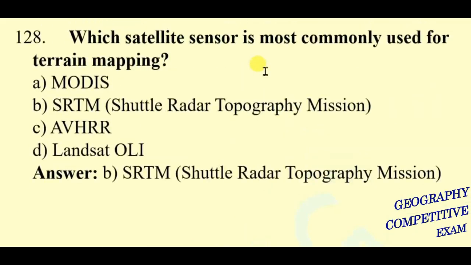Question 128. Which satellite sensor is most commonly used for terrain mapping? MODIS, SRTM, Shuttle Radar Topography Mission, AVHRR, Landsat OLI. Here the right answer will be SRTM, Shuttle Radar Topography Mission. This is radar data which shows the elevation. You can show the terrain using elevation.